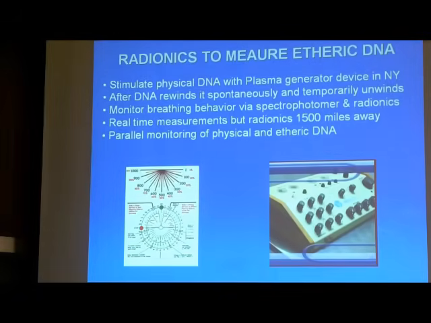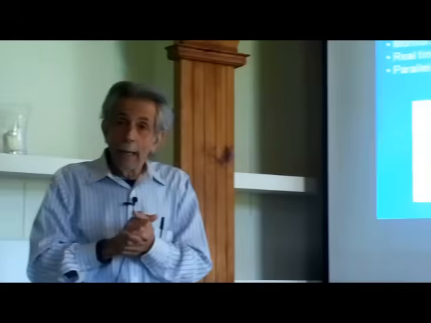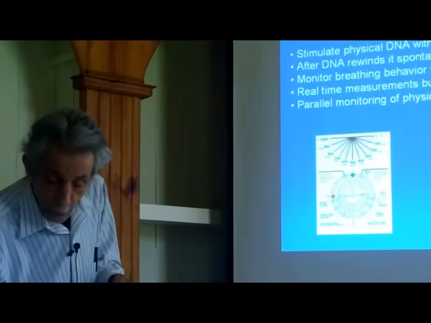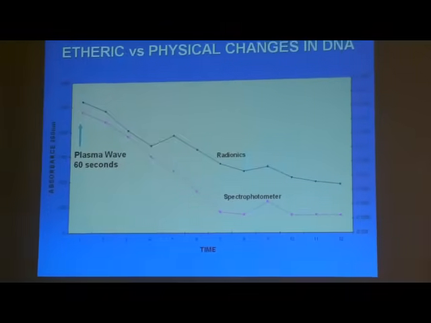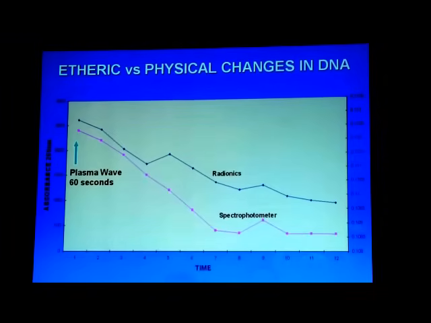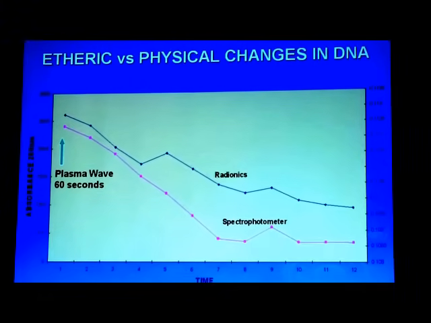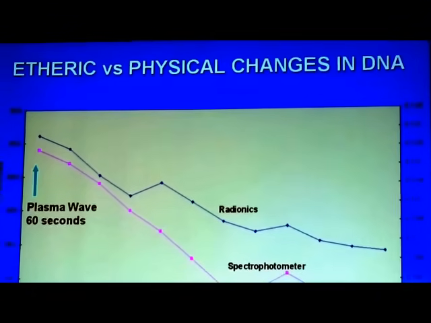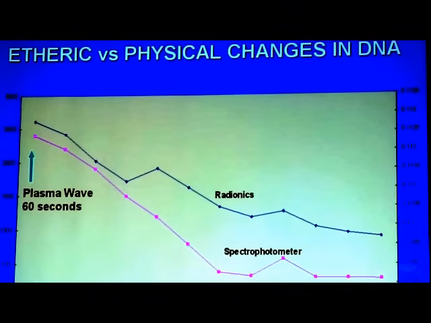He's measuring the etheric properties of DNA with this thing, and I'm measuring the winding and unwinding with a spectrophotometer. I stimulated the DNA in my lab with the Vibe machine, a plasma energy exposed to DNA. And then you see the two lines. That's Peter's measurement on the top and my measurement on the bottom. Remember, the two DNAs are entangled. They're 1,000 miles away, but they're entangled because they come from the same source.